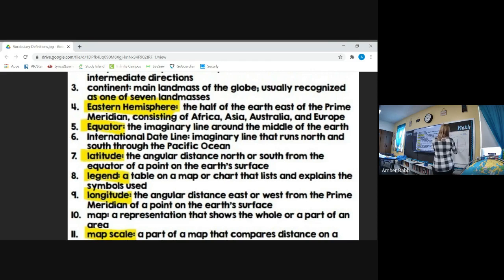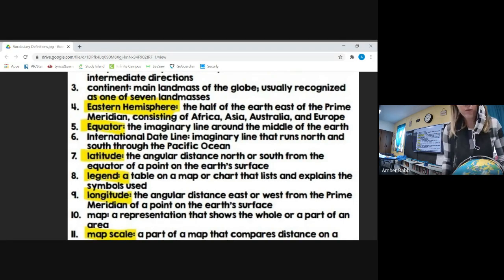Okay, so latitude runs left to right. It runs east and west. And we can measure north and south. So with latitude, we measure north and south, okay? So make sure that is in your notes, that latitude is how we measure degrees north or degrees south of the equator. The distance north or south from the equator, okay? So everything is measured in relationship to the equator.